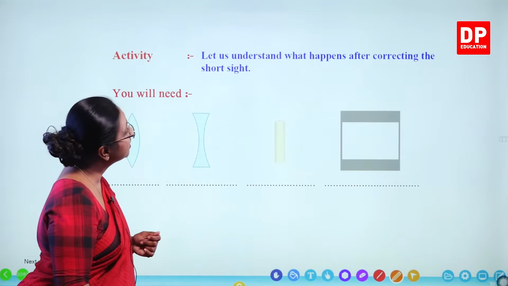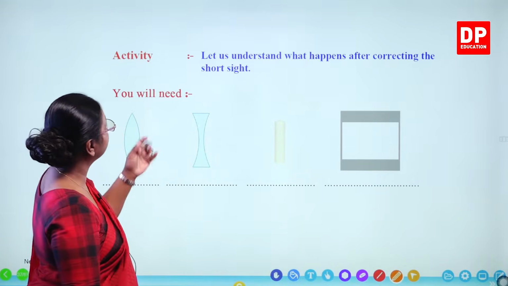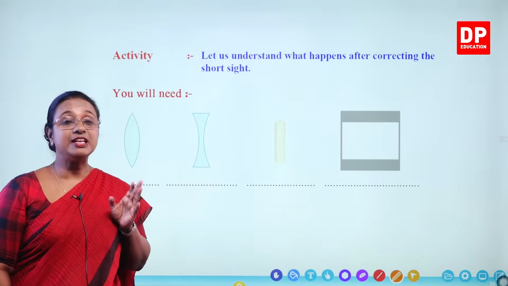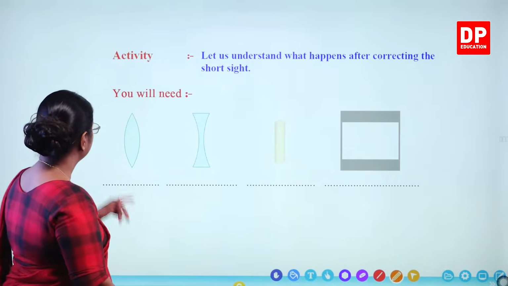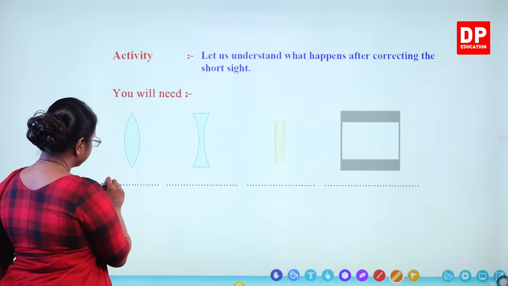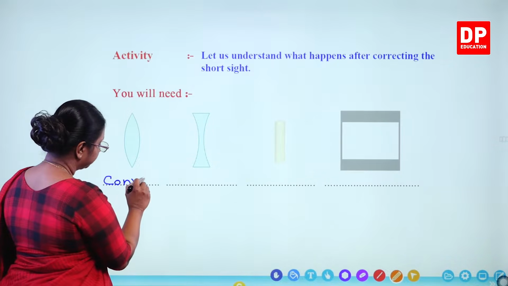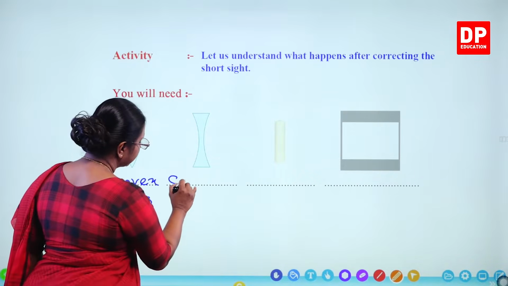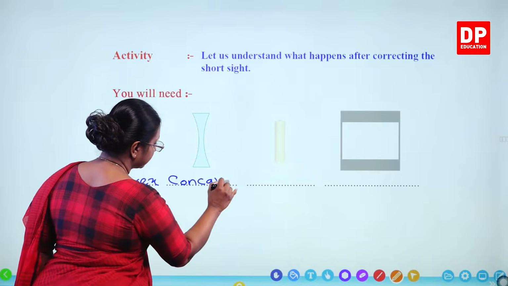Activity. Let us understand what happens after correcting the short side. As you know, to correct the short side, we use a concave lens. To do this activity, we need two lenses. One is a convex lens and the other one is a concave lens.